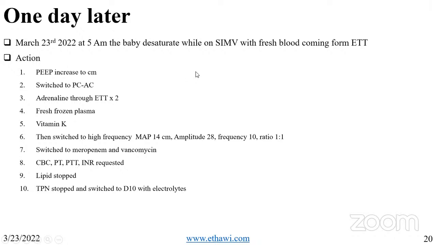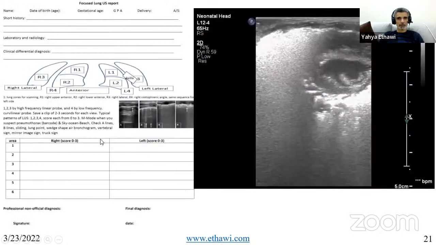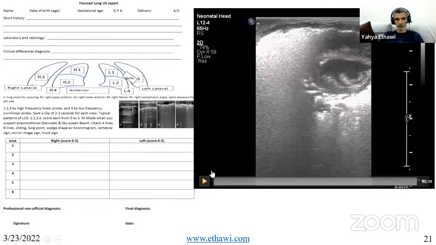One day later, the baby developed desaturation while on SIMV, and you have fresh blood coming from the ETT. So we increased the PEEP, switched to PC, AC, and gave adrenaline, plasma and vitamin K. We switched to high frequency. We changed the antibiotics and asked for a bleeding profile. We stopped the lipid. We stopped the TPN and switched to D10 with electrolytes because the TPN has some heparin, because it's central. And then we repeated the ultrasound.